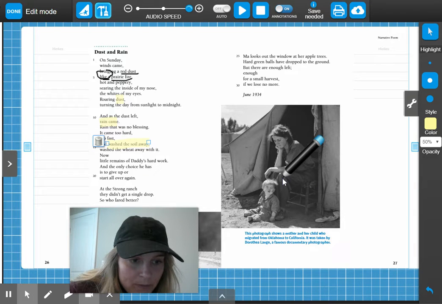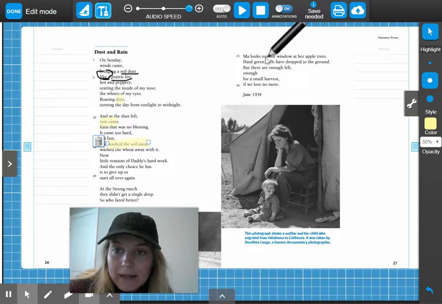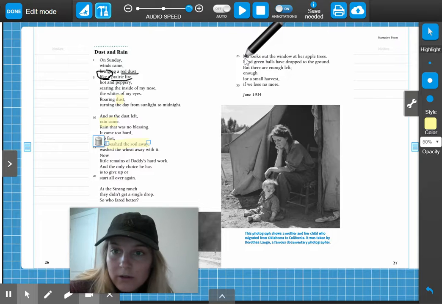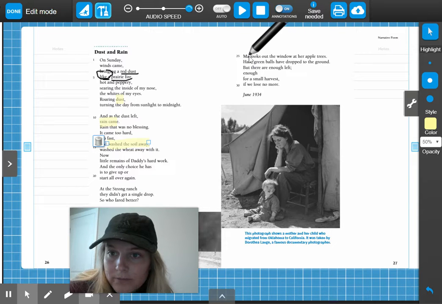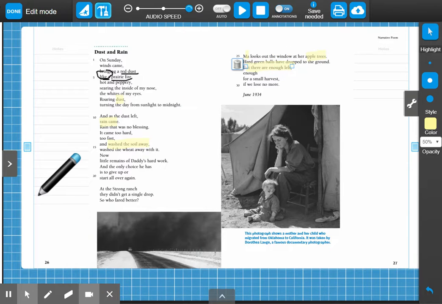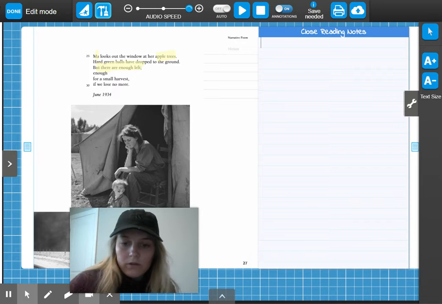Okay, so here we see that something hopeful happens, and there were apples left on the apple tree. Ma looks at her apple tree, and there are some left. Now I'm going to take these annotations and make a summary of the text that we just read.